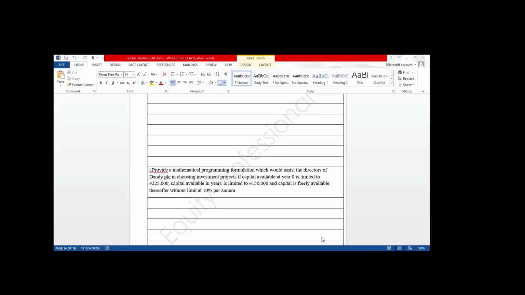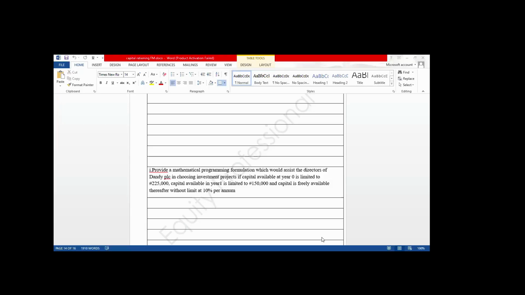We also discuss single period capital rationing with indivisible projects. What are indivisible projects? Projects that cannot be divided into fractions. It is either you accept 100% of the project or you reject the project 100%. You cannot do a certain percentage.